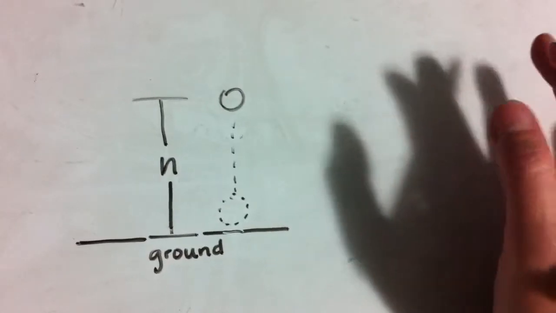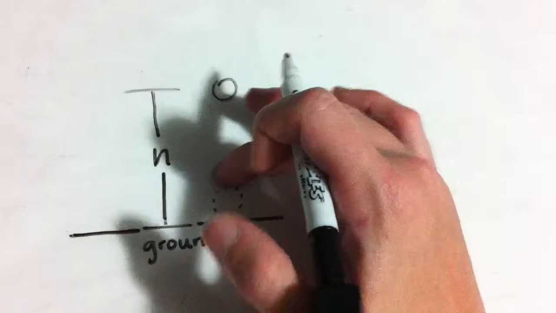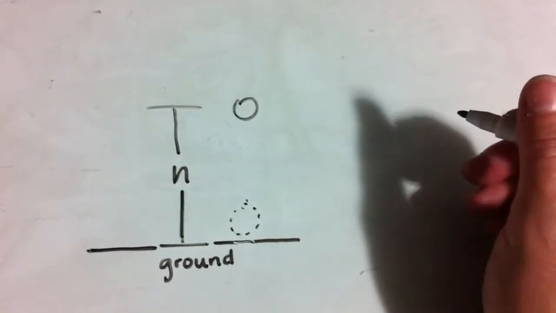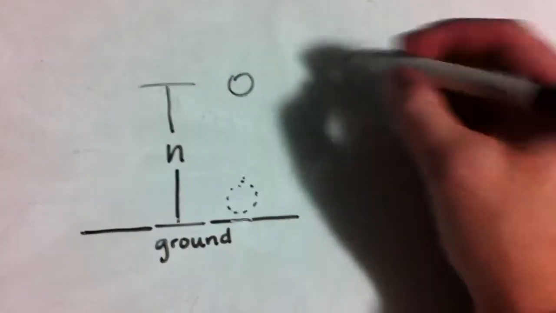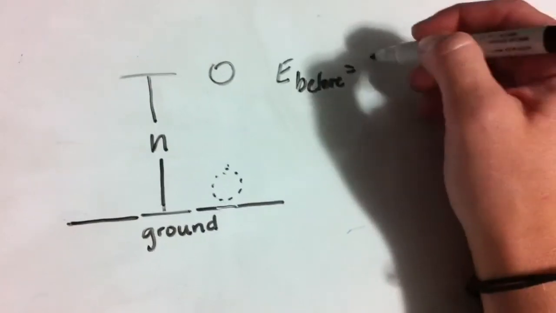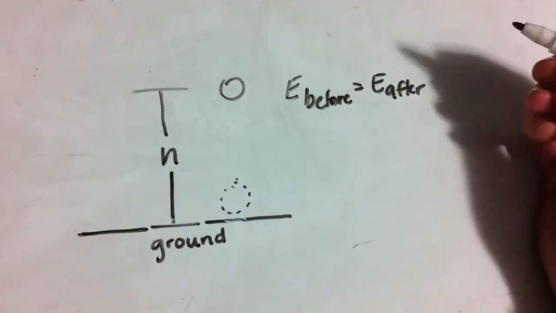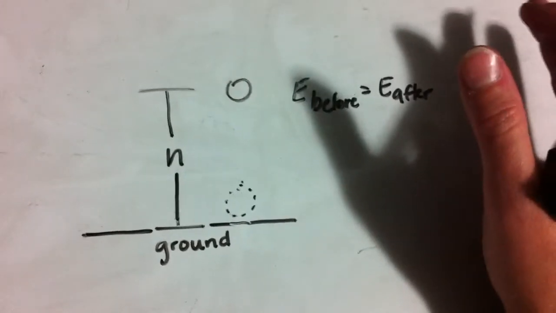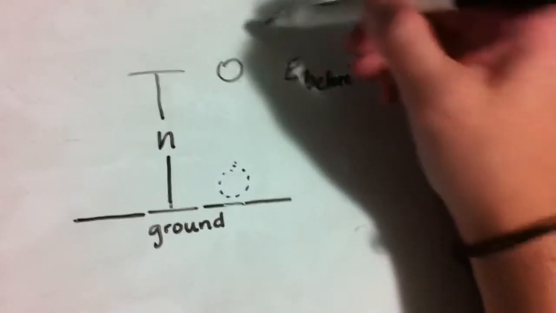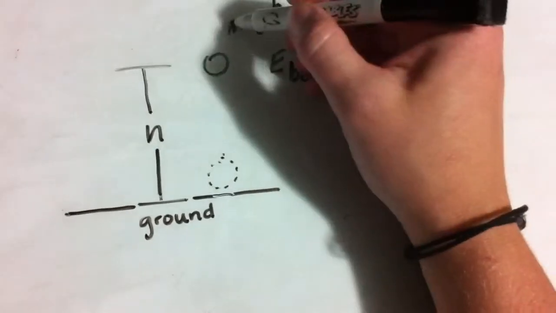What we're wondering is, what is the velocity of the ball right before it impacts the ground? We can look at this by observing the law of conservation of energy, where the energy before equals the energy after. And you can tell just by looking at this diagram that the potential energy in this ball should be equal to the mass times gravity times the height.